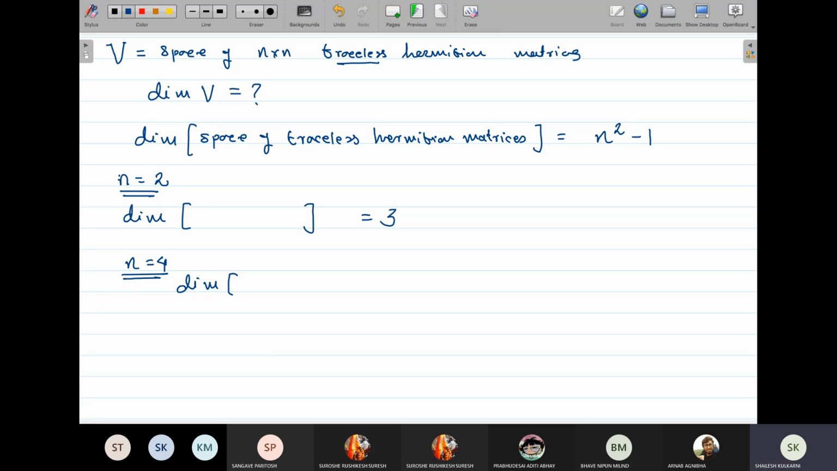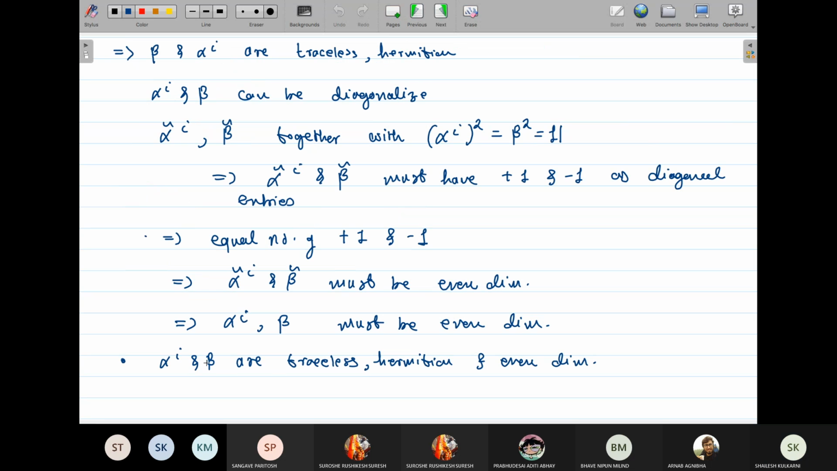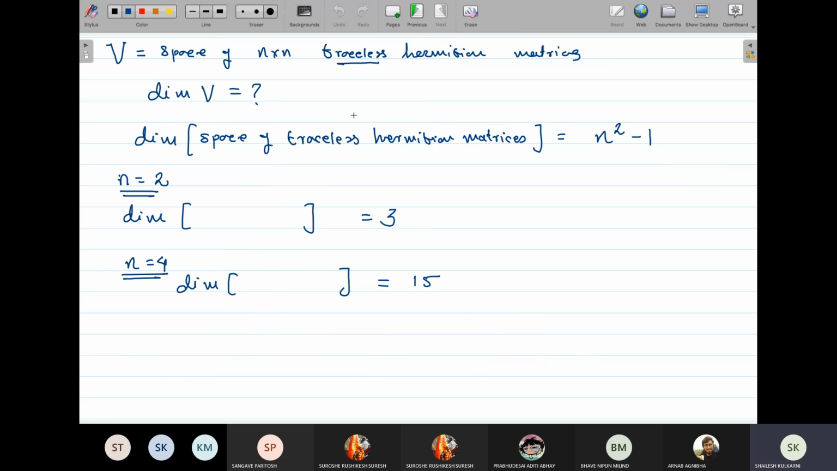Then the dimensionality of this vector space is 4 squared minus 1, that is 15. So in the 15-dimensional vector space, I can easily accommodate these 4. We'll see what these 15 matrices are. But it is guaranteed that these matrices are now accommodated in that vector space. This means that the alpha i's and beta must be at least 4 cross 4 matrices.